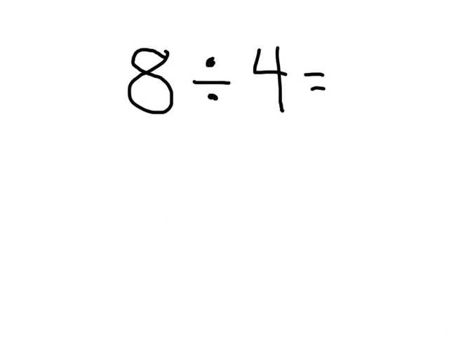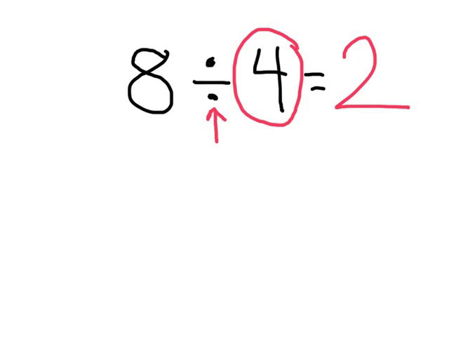Alright, so we have the problem here, 8 divided by 4. Hopefully you know the answer, but if you don't, what division means is how many times does 4 go into 8? How many 4s make 8? So if you skip count and you say 0, 4, then add 4 more, that makes 8. So really what we have is 2 4s make 8.